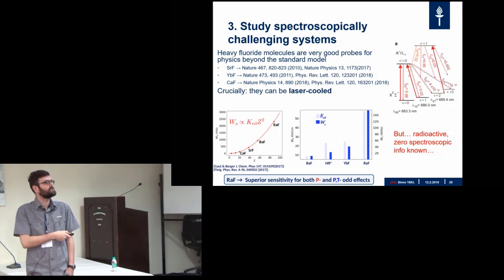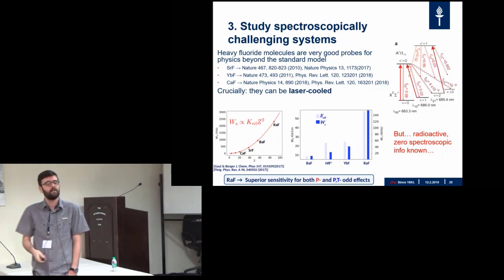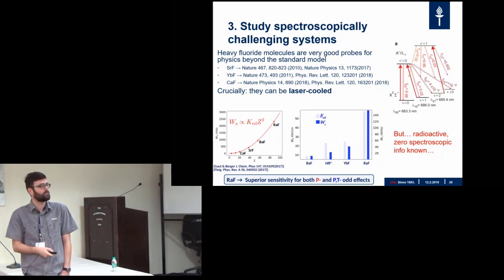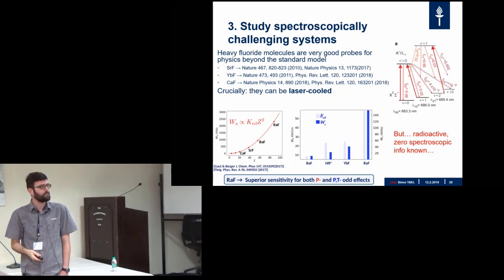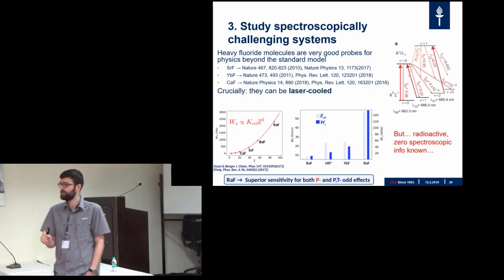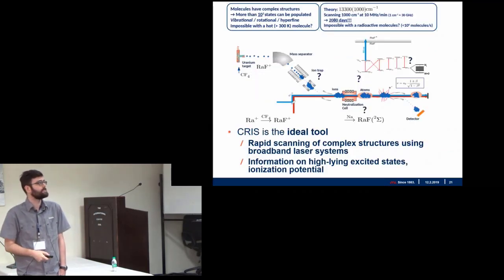One reason is because they should be sensitive to parity and parity time violation effects and a whole host of other beyond standard model physics. Now, our measurements won't produce any beyond standard model constraints, but they will help these kinds of experiments push forwards. And the reason why radium fluoride is so sensitive is because basically radium is heavy. So there's a large Z playing a role there, and that makes it better. Now, before we did our measurements, since it's radioactive, there was literally zero spectroscopic information. We know radium fluoride exists, and that was all we knew about it. And so we wanted to change that.